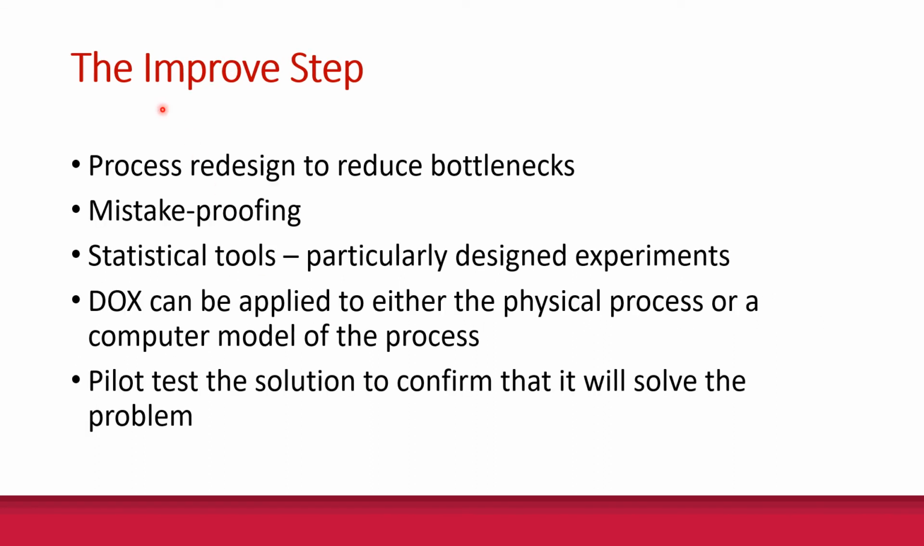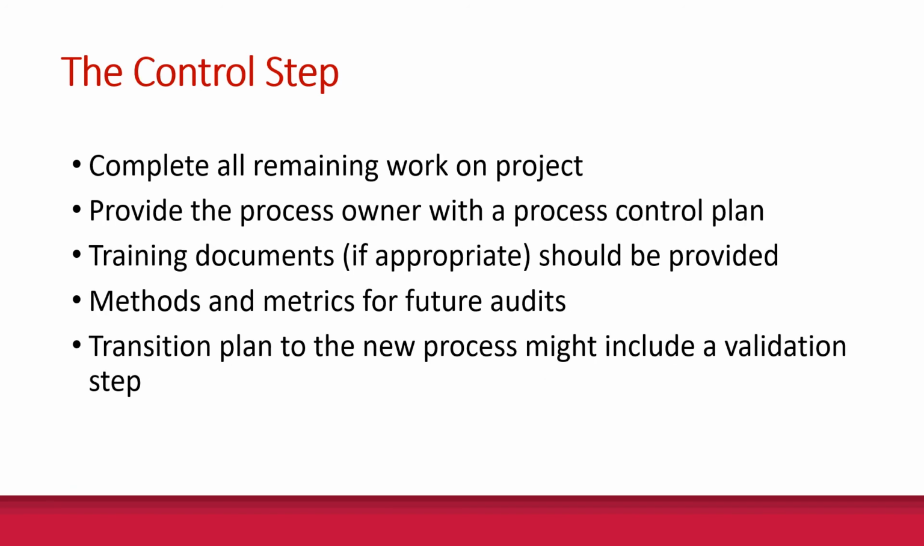Our next step is the improve step. Here we want to look at our process and redefine it to reduce bottlenecks, mistake proofing. Statistical tools we'll use are primarily designed experiments. Designed experiments can be applied to either the physical process or its computer model of the process. We may do a pilot test of the solution to confirm that it will actually solve the problem.